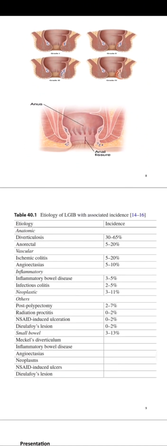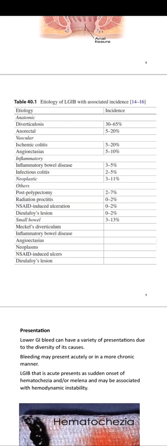Here's a table that summarizes what we have already said about the etiology of lower GI bleeding. They classify it as anatomical causes, where diverticulosis takes the highest incidence, the anorectal causes, the vascular causes in the form of colitis and angioectasia, the inflammatory causes in the form of inflammatory bowel disease, infectious colitis, neoplastic causes, and others in the form of post-polypectomy, radiation, anesthesia, Dieulafoy ulcer, and small bowel causes in the form of Meckel diverticulum. Inflammatory bowel disease can also be in the small bowel, as we know that Crohn's disease, and backwash ileitis in ulcerative colitis, can present in the ileum also.